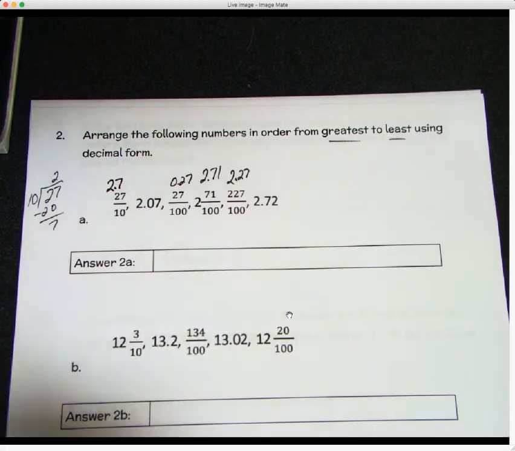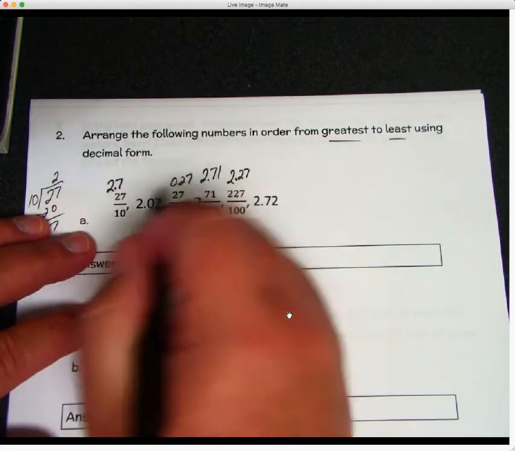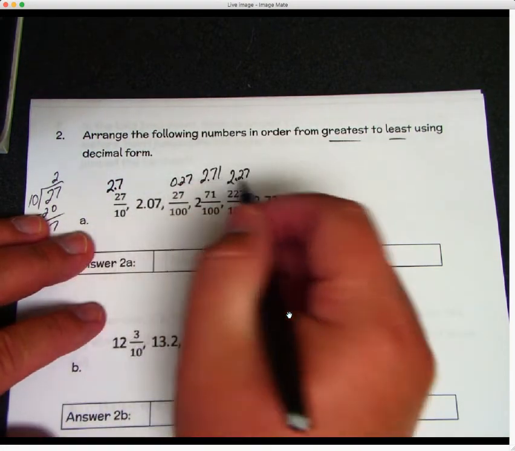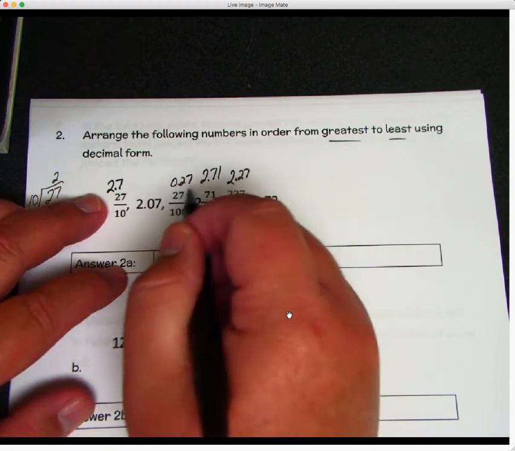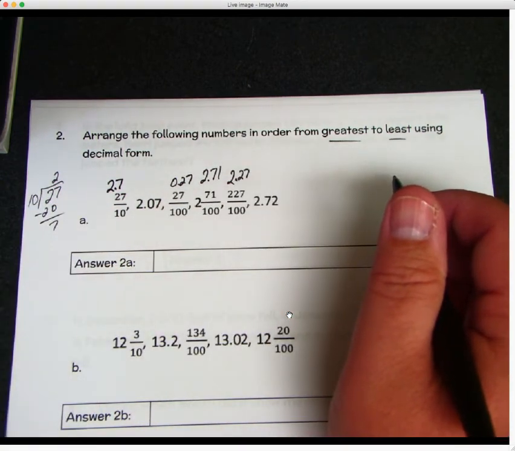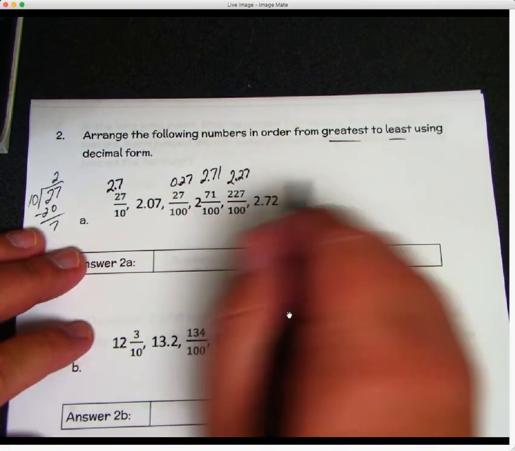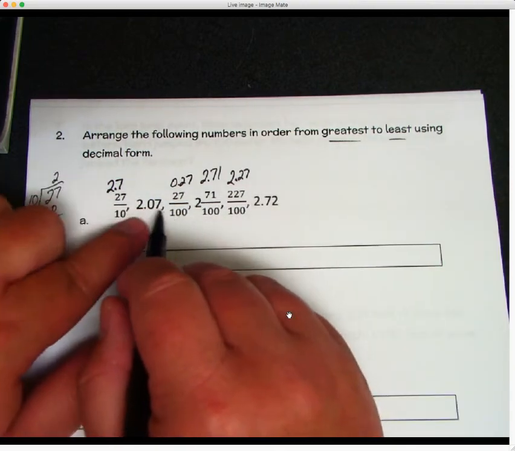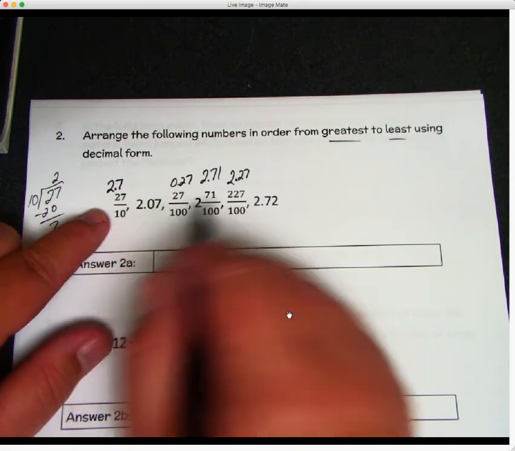And then don't forget what it asked us to do. Greatest to least. So we were doing least to greatest, but now it's saying greatest to least. So now we've got to pick the largest one first. So looks like all of these have a 2 in the ones place except for that one. I think that one's going to be the smallest one. It has a 0 in the ones place. So let's see the tenths place now.